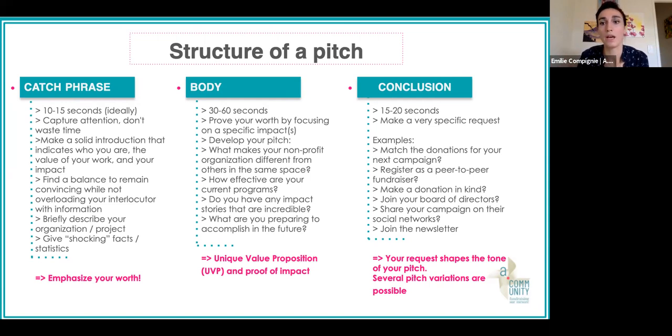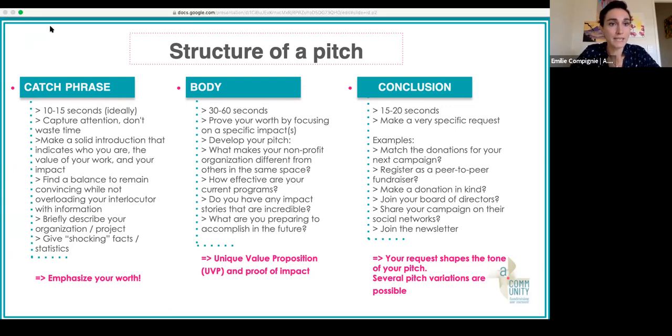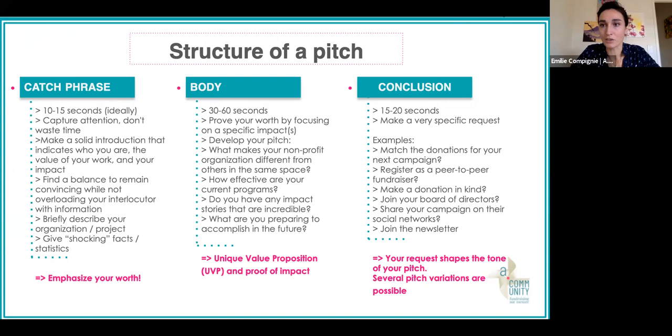Some examples for the conclusions are: match the donations for your next campaign. Would you register as a peer-to-peer fundraiser? Would you join our newsletter? Would you make a donation, etc. As I was saying, your request shapes the tone of your pitch, and several pitch variations are possible. It looks quite simple when you look at it like that, but it's actually a pretty hard exercise.